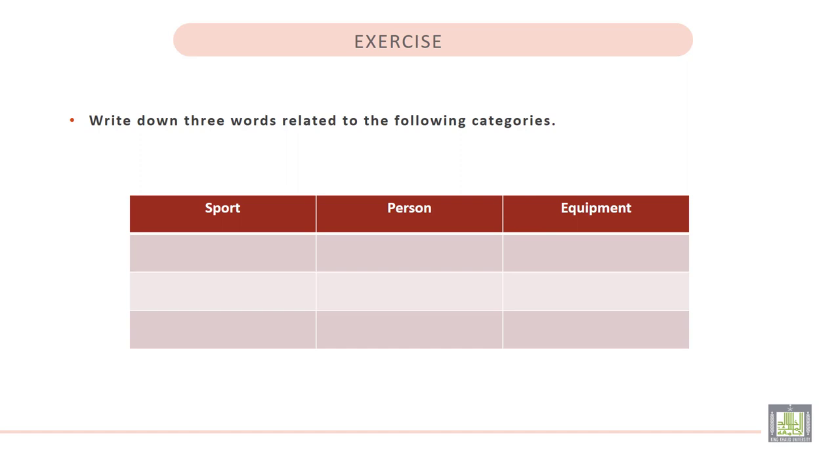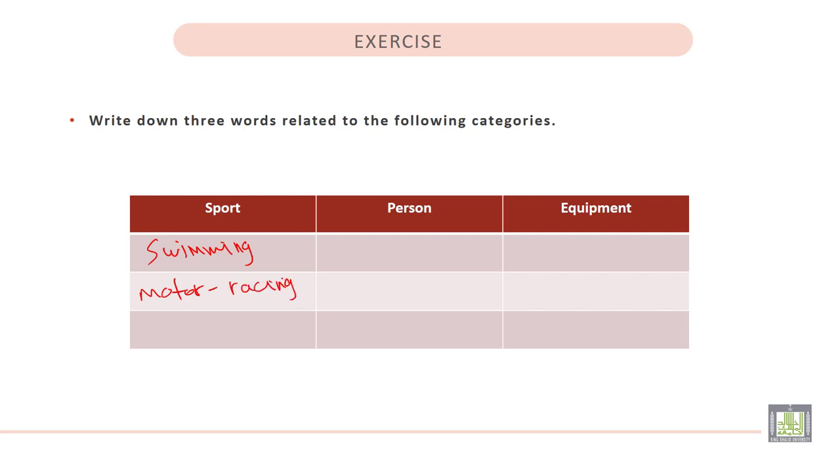Exercise. Write down three words related to the following categories. As you can see, here we have three categories: sport, person, and equipment. You are required to come up with three words related to the following categories. Number one, sport. We can write swimming. Number two, motor racing.